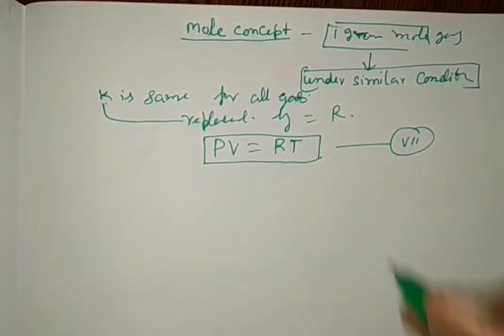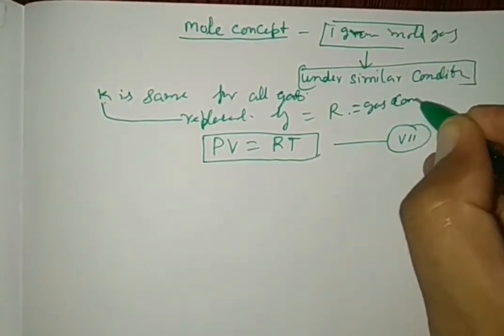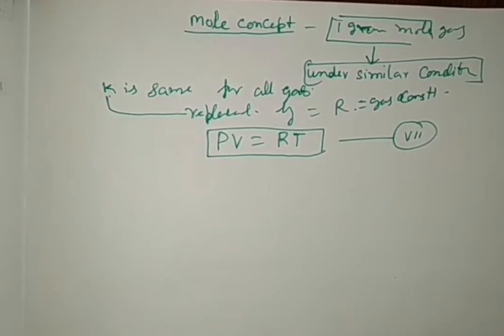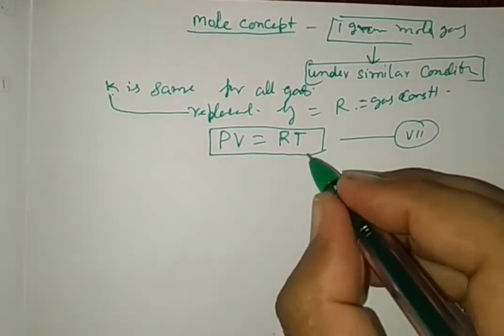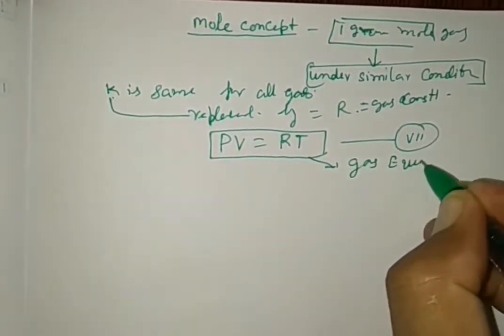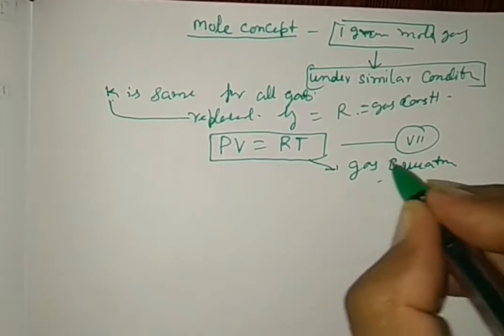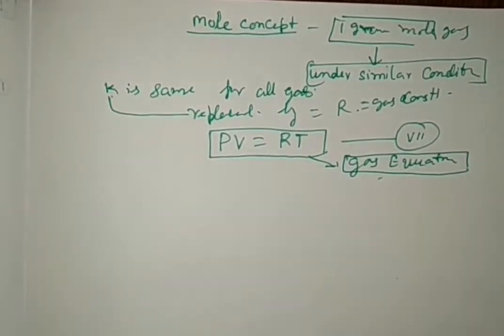R is the gas constant. This R is also known as the gas constant. And now this equation 7 is called the gas equation. Now see carefully.